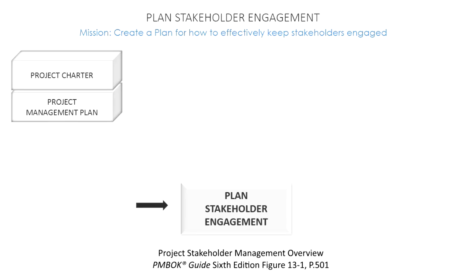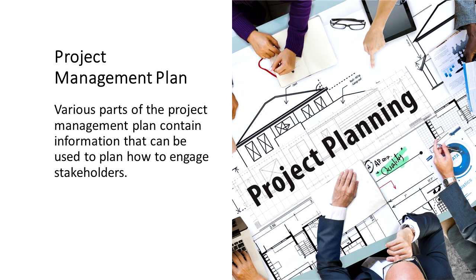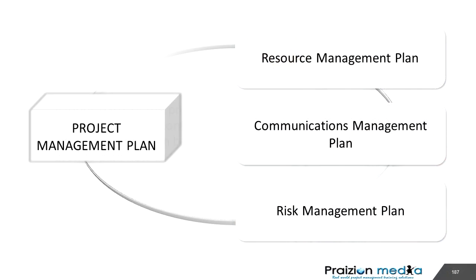Our next input is the project management plan. The components of the project management plan that might be helpful here include the resource management plan. You definitely want to know roles and responsibilities of the team and other stakeholders that may be in the register. You also need your communications management plan because it gives you guidance on strategies that are best suited for each stakeholder based on the current information.